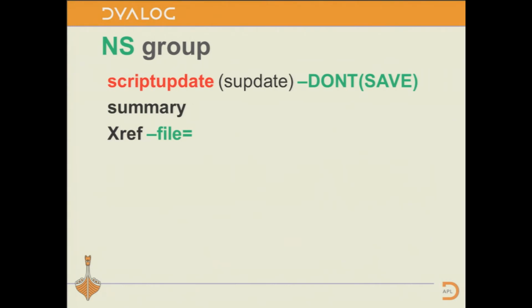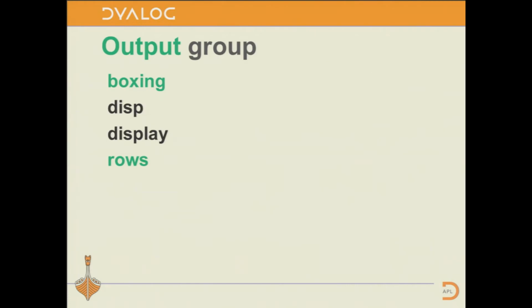The NS group will allow you to update a script. For example, if you have a script and you've moved into it, created some functions, variables, and now you would like your script to be updated, then you can use the script update. And if it's already something that was in SALT, then it won't be saved if you supply the don't switch. Summary will give you a summary of what's in a namespace or a class. Xref will give you a cross-reference of all the objects in a class or namespace, and the dash file will put it onto file if you want to.